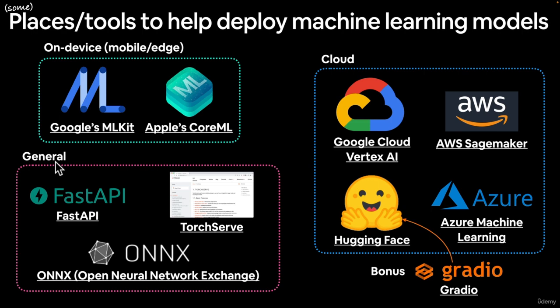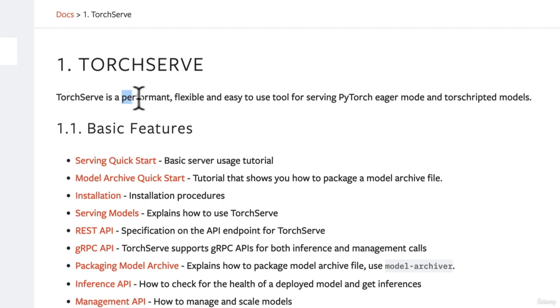And then as a more general solution, you can use FastAPI to deploy your model as an API. TorchServe is PyTorch's performant, flexible and easy to use tool for serving PyTorch eager mode and Torch scripted models. Oh my goodness, that is a wordy sentence. But a PyTorch eager mode model is just the models that we've been building. Eager mode kind of stands for that if you put data in it, it returns a result.